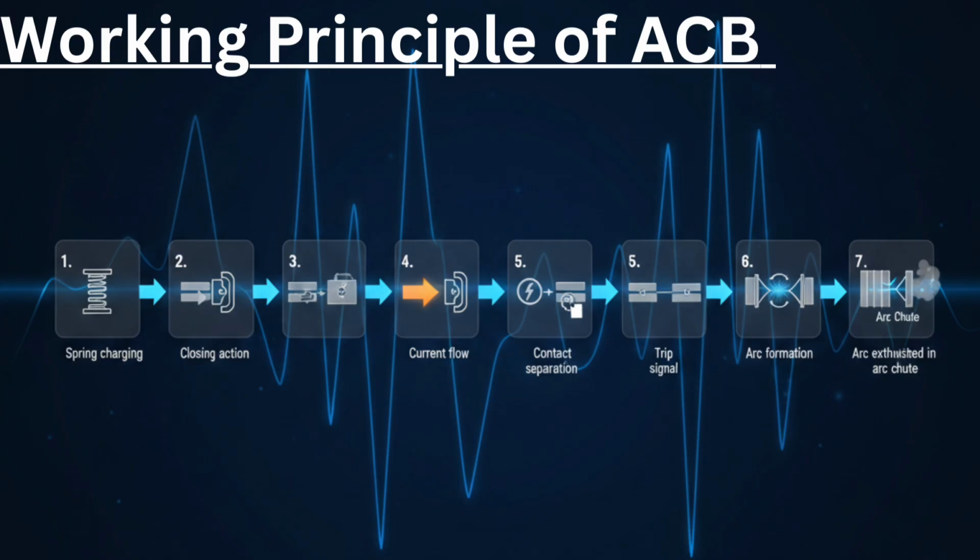Step 8. Arc formation, the arc forms due to current interruption. Step 9. Arc extinguished, the arc moves into the arc chute and gets extinguished. This entire process is extremely fast. ACB is designed to interrupt very high fault currents safely. Understanding this sequence helps in troubleshooting.